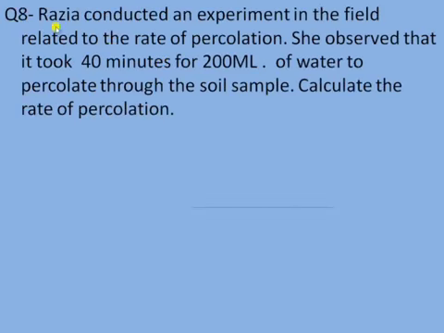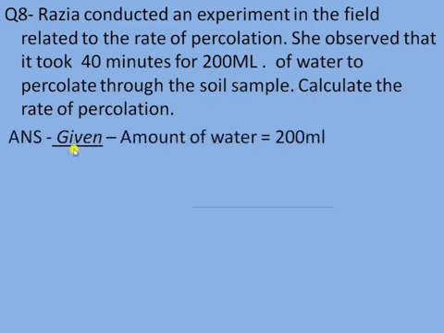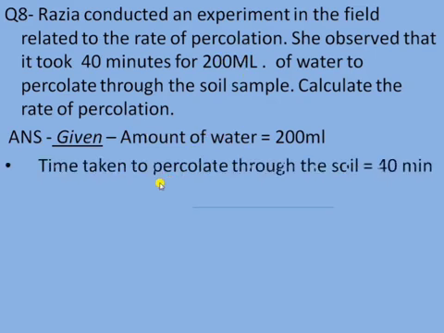Moving on to the next question, question number 8. Razia conducted an experiment in the field related to the rate of percolation. She observed that it took 40 minutes for 200 ml of water to percolate through the soil sample. You have to calculate the percolation rate. The given amount of water is 200 ml, and the time taken to percolate through the soil is 40 minutes.